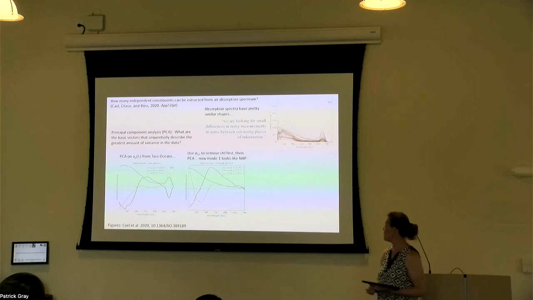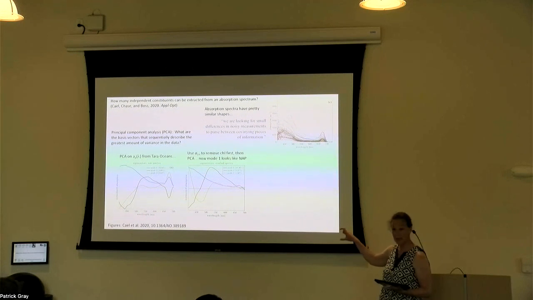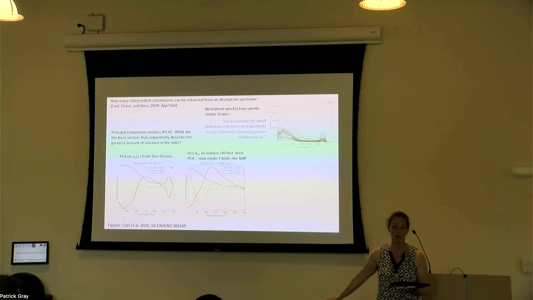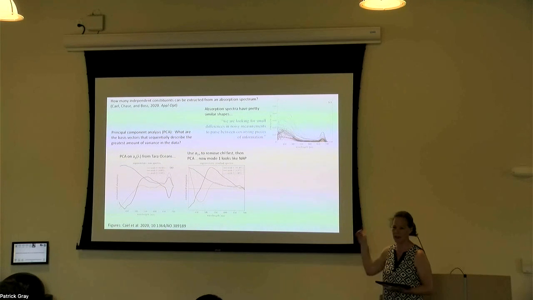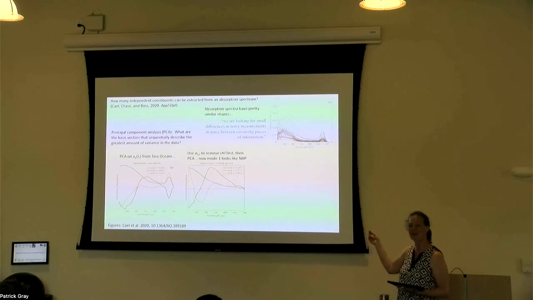So the next thing they did was they used an absorption line type proxy, just looking at that in the red, to assign the amount of chlorophyll, remove that, and then do PCA on the residual, the remainder. So that's what they've done in this middle plot here. So the blue line again is the first mode, containing the most amount of variability. This mostly looks like non-algal particulate, right?